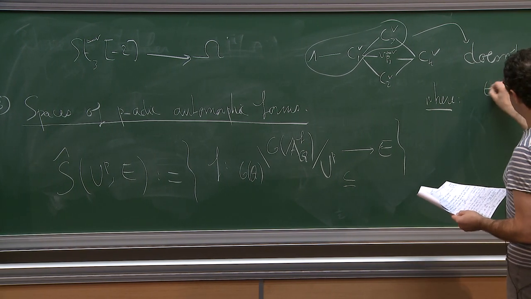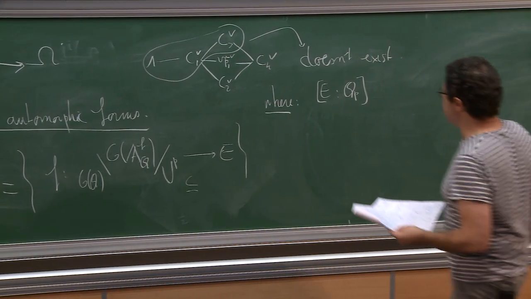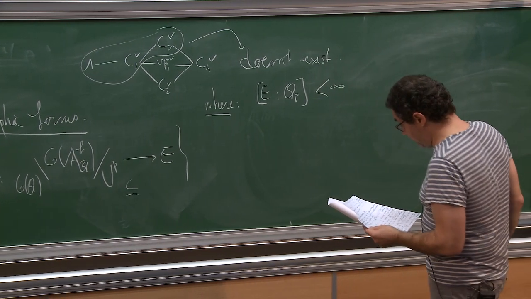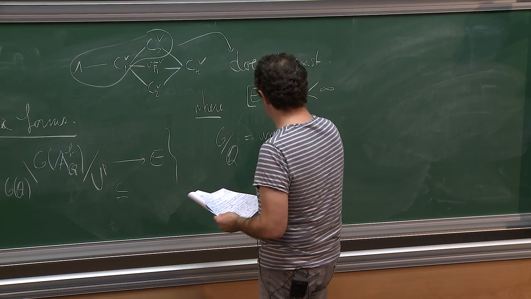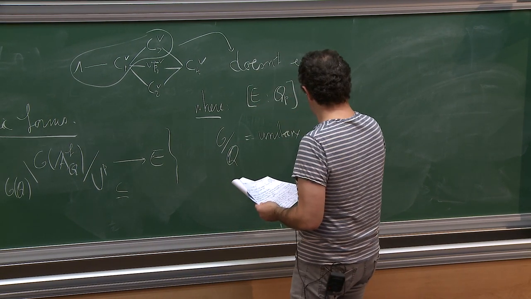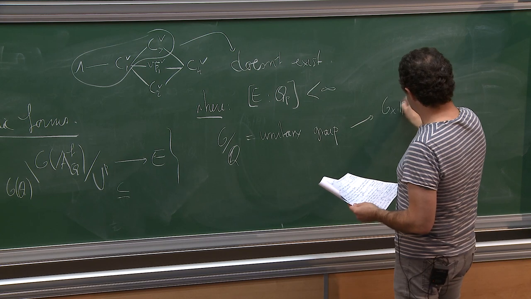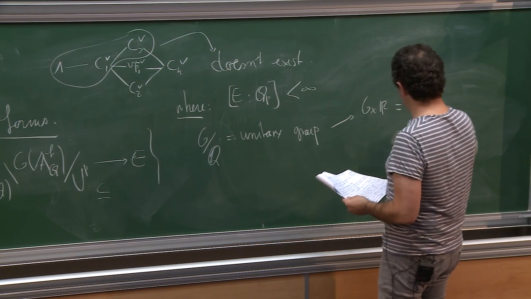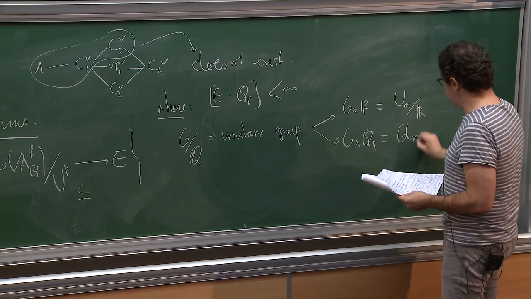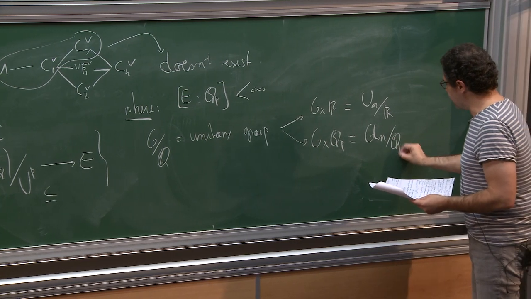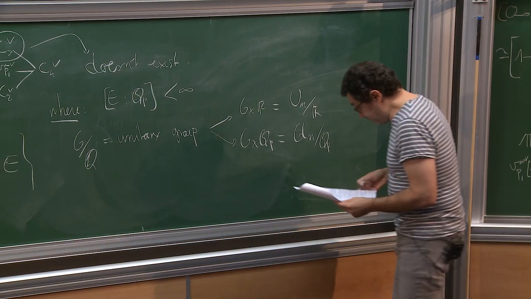So E is a finite extension of Qp. Actually, for the purpose of this talk, probably we could take Qp, but in general we have a finite extension. G over Q is a unitary group which is compact at infinity, so G cross R is U_N over R, and split at p. G over Qp is GL_N over Qp. Of course, we're looking for GL_N(Qp) representations, so we want it to be split at p.